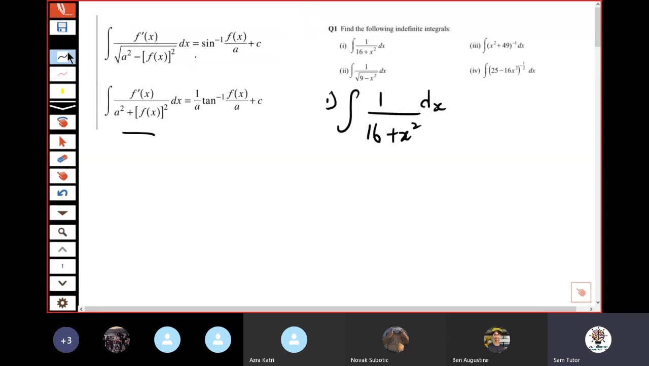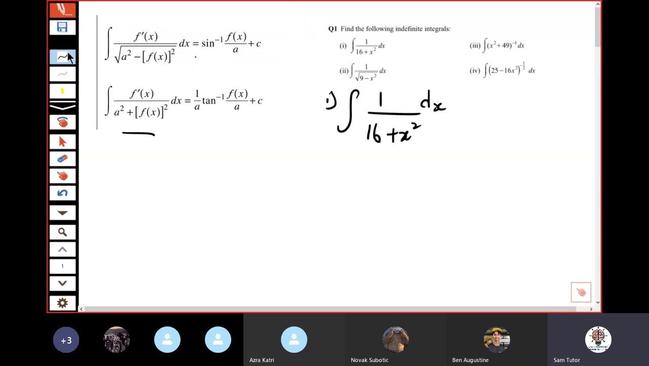What's a this time? A quarter? No, wait, a 16th? Wait, no. a squared is equal to a quarter right now. So a would equal a half. So 1 on a, if a is a half, becomes 1 on a half, which is 2. Inverse tan x on a half, which is 2x. And then your limits.